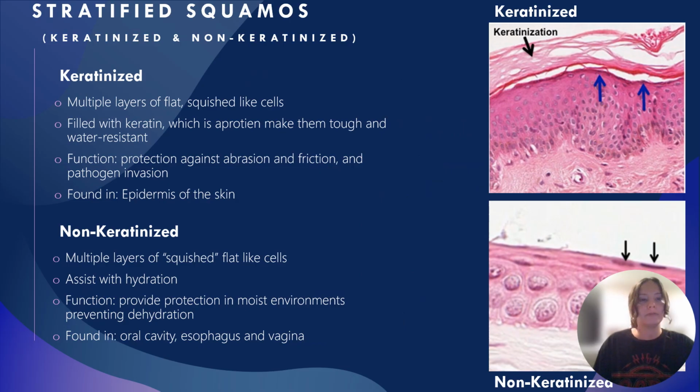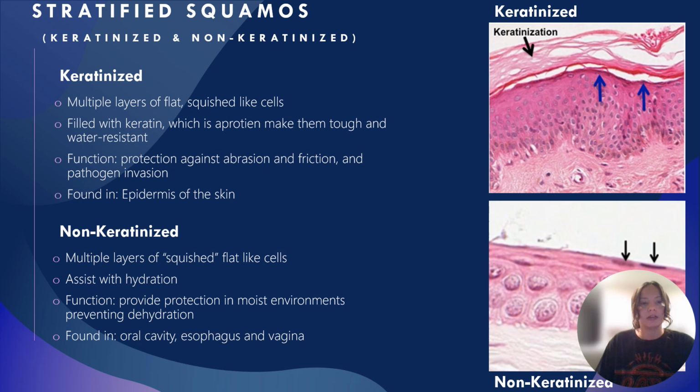Now we have stratified squamous type of epithelium. This can be either keratinized or non-keratinized. You can see the different images under a microscope on the right. The keratinized ones are multiple layers of flat, squished-like cells. They're filled with keratin, which is a protein that makes them tough and water resistant.